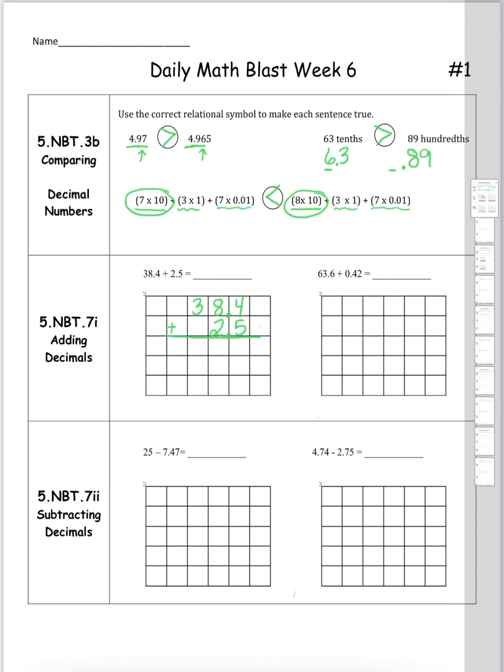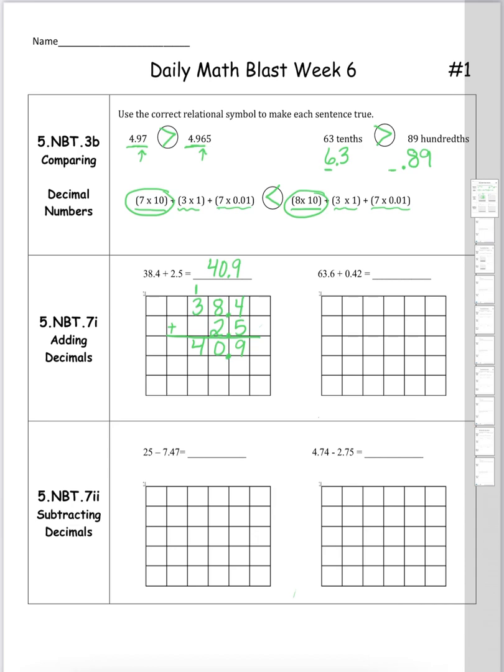Starting with my tenths, I have 4 tenths plus 5 tenths, giving me 9 tenths. In the ones, 8 ones and 2 ones is 10 ones. We'll bundle those 10 ones and make a 10. 1 and 3 tens would be 4 tens. So the sum, the answer to my addition problem, is 40 and 9 tenths.